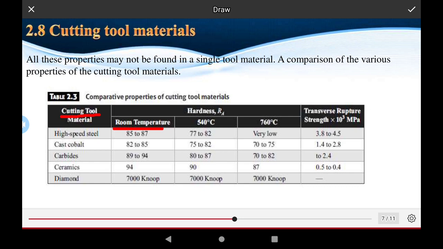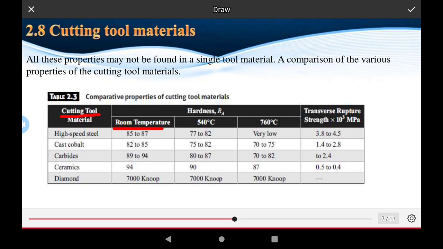Cast cobalt alloy: the hardness at room temperature is 82 to 85, and the hot hardness is 75 to 85, and the other temperature is 70 to 75, and the transverse rupture strength is 1.8 to 2.8 into 10 to the power 3 megapascal.